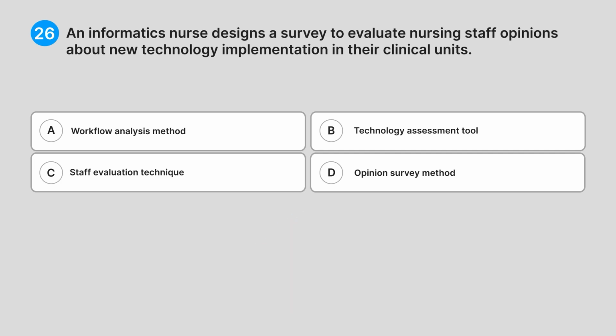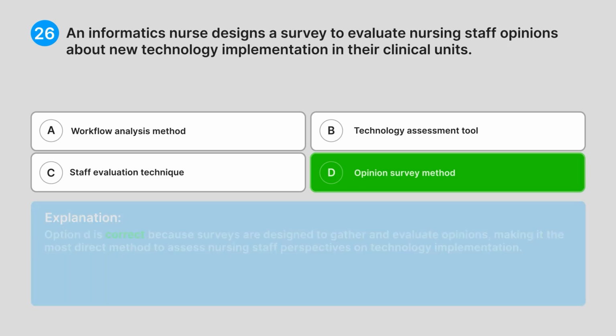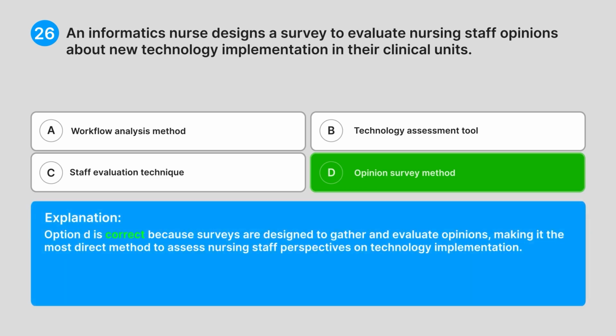Correct answer. D. Opinion survey method. Explanation. Option D is correct because surveys are designed to gather and evaluate opinions, making it the most direct method to assess nursing staff perspectives on technology implementation.